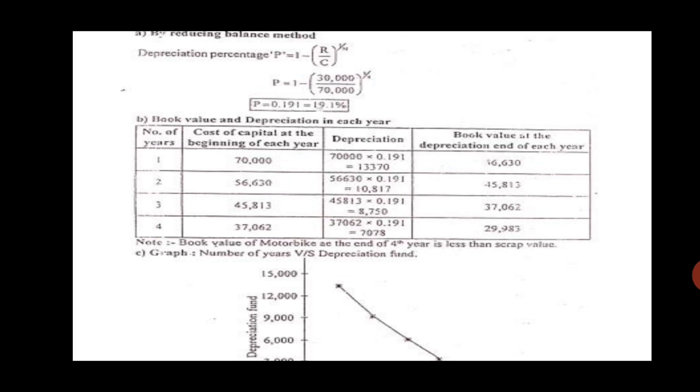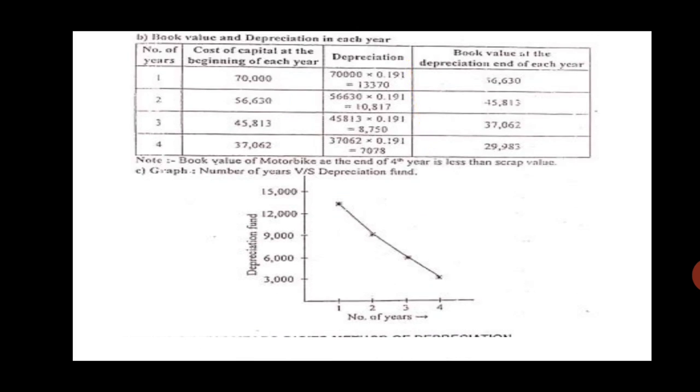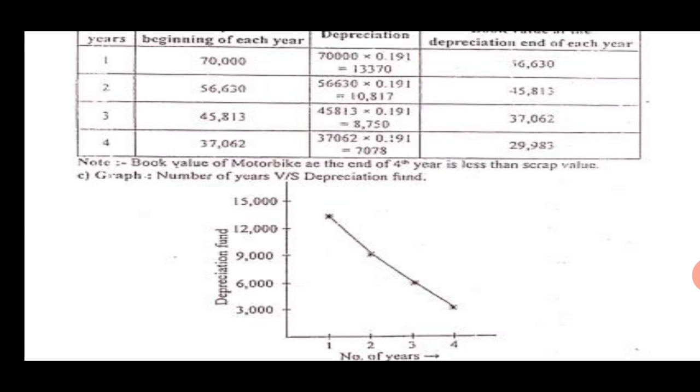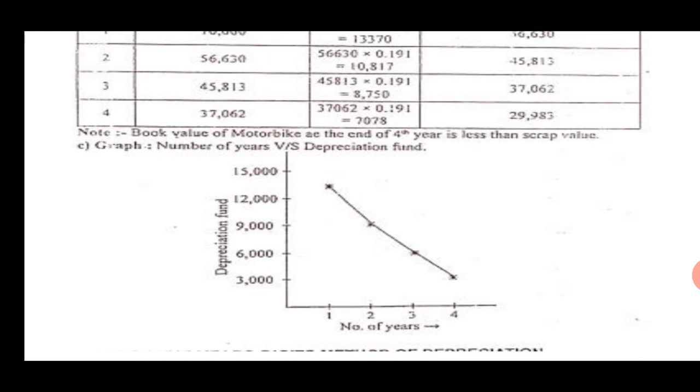Okay, so now if you see the graph, you can see initially in this declining balance method or reducing balance method, the graph is very clear here. The 4 years, 1, 2, 3, 4 years, and the depreciation for the first year was 13,370. Second year it came to 10,817. Third year it has come down to 8,750, and fourth year it has come down to 7,000 rupees. So this is how you calculate the depreciation by the declining balance or reducing balance method.